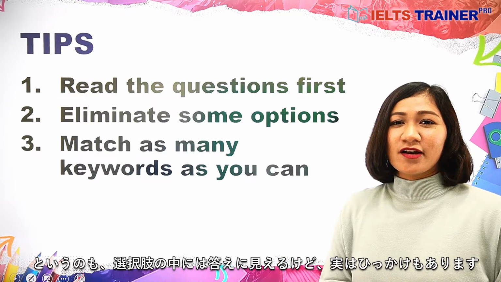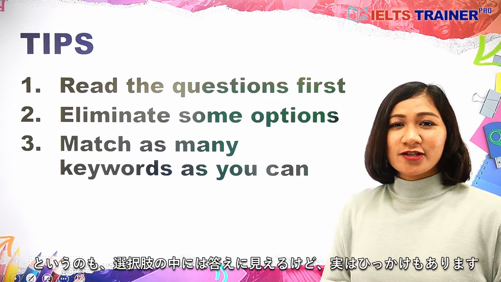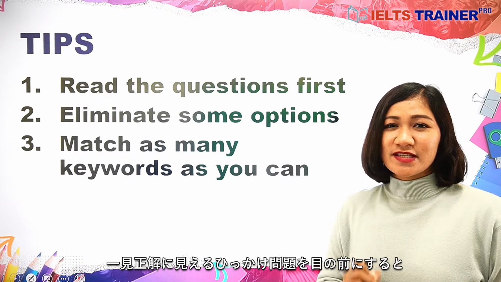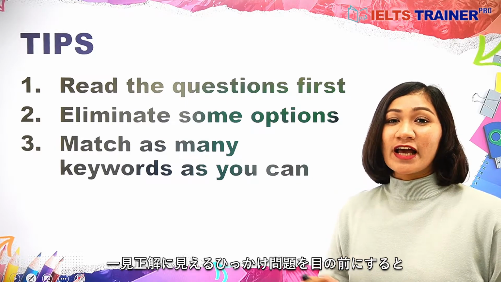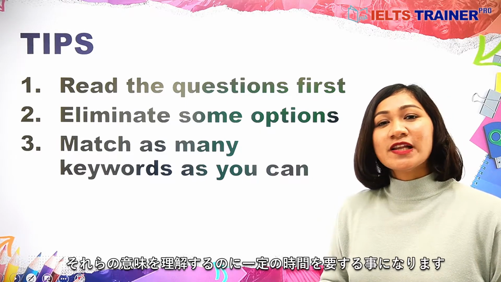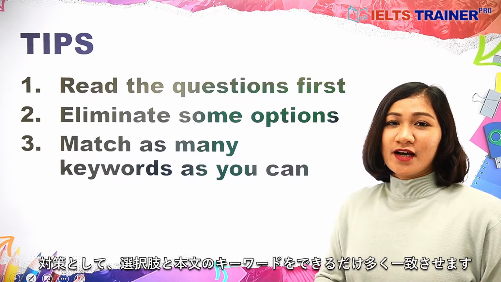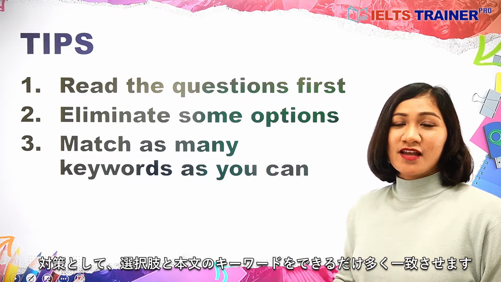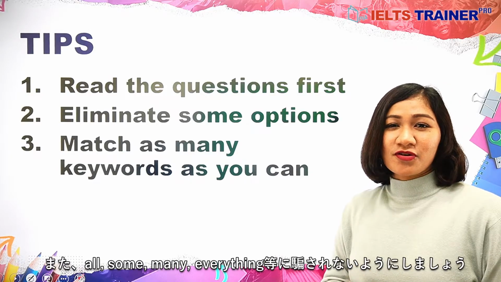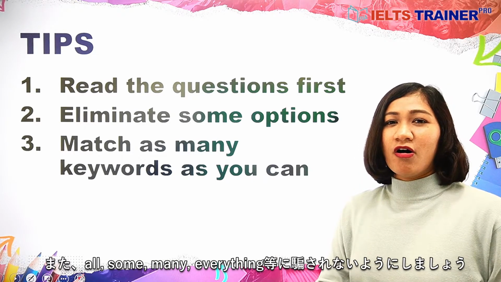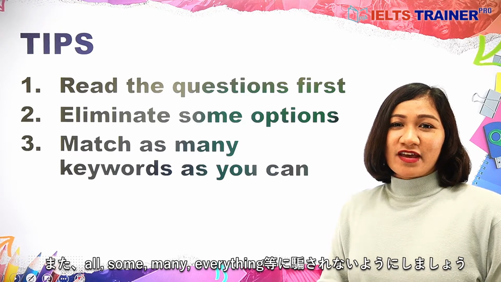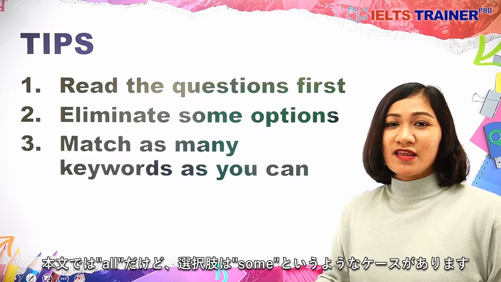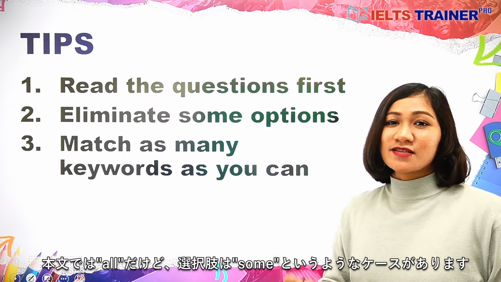The options will contain a lot of distractors, answers that look correct but are actually incorrect. Because of these distractors, some of the seemingly correct answers will appear to jump right at you. So you have to take some time to really understand what each option means. A trick you can do is to match as many keywords as you can from the options and the reading text. Also, don't be deceived by qualifying words like all, some, many, everything, and words similar to them. A reading text may use the word all, but in the options, they may use the word some.